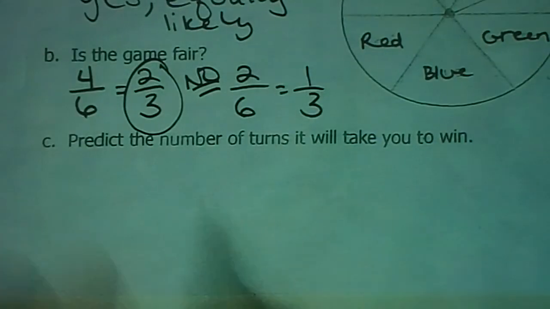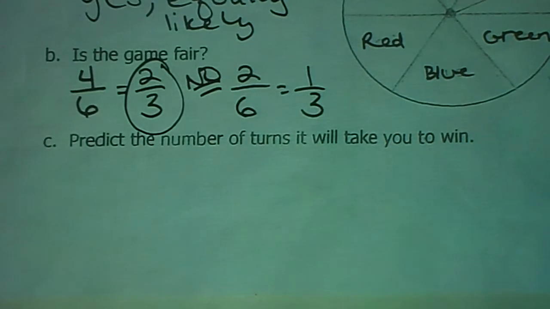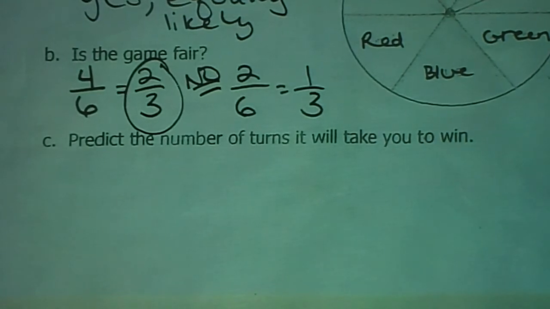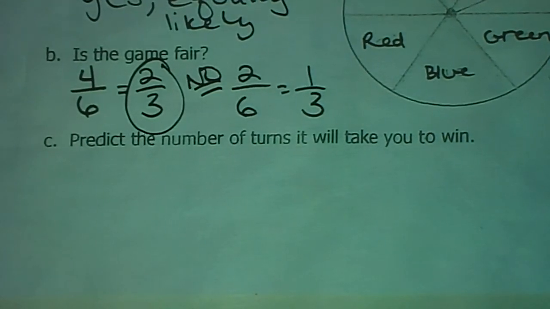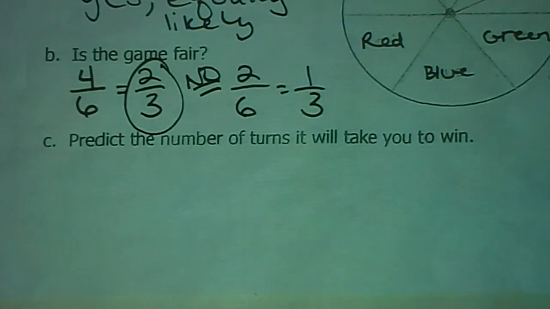Now it says predict the number of turns it will take you to win. Now this isn't where I just want you to guess. You actually have to use some math here. We're going to use an equation. Just jot your equation down. What do you think would do it? No, I don't know. Let's work on it together. This kind of threw me for a loop at first too. Not really, I'm a math teacher, but hey.